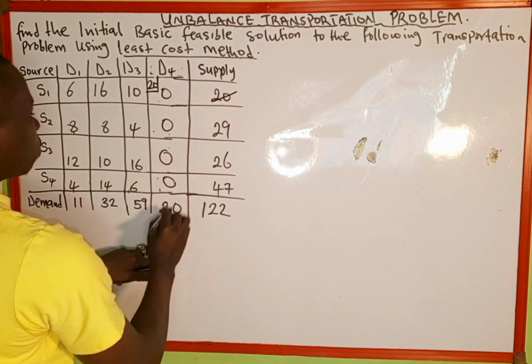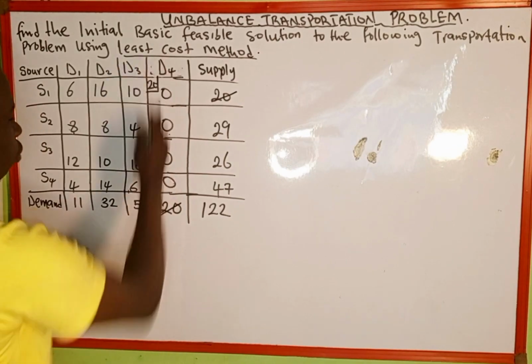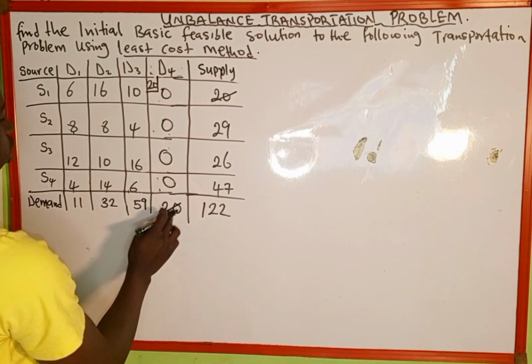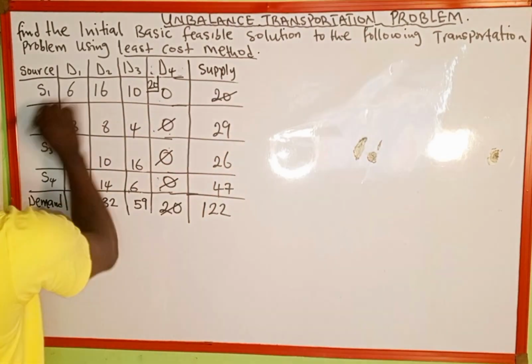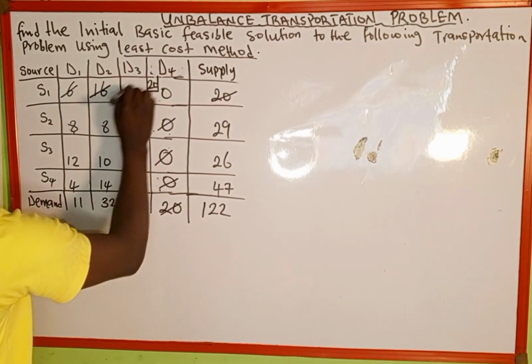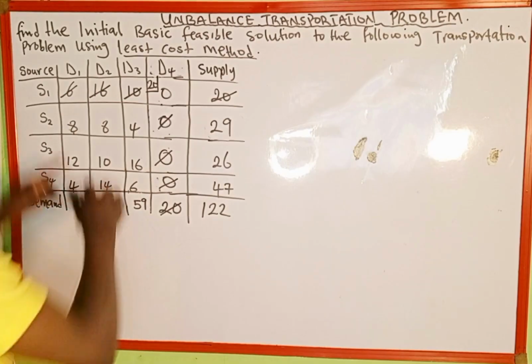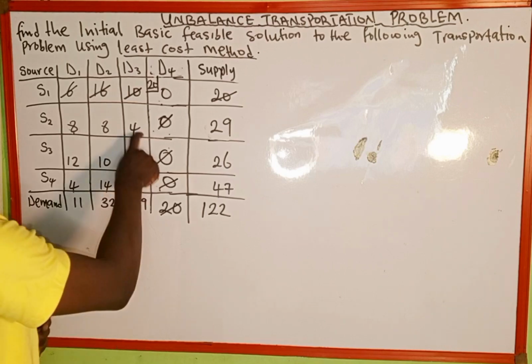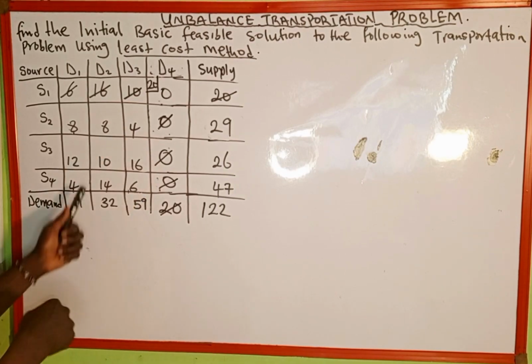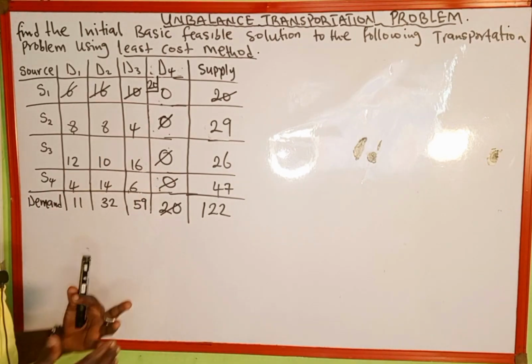Then we cancel this one, we cancel this one. Therefore, we have allocated all this 20 here. So we can delete this, delete this. Also here we allocate the whole 20. We can delete, and delete this column. Now we're going to focus on this cell. So what is the next least number? The next least number is 4. And we notice that we have another 4 here. This is what we call a tie.